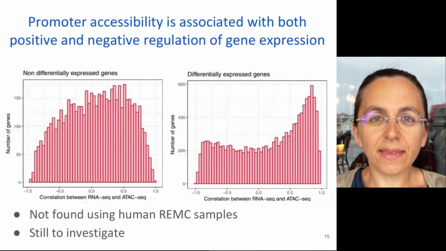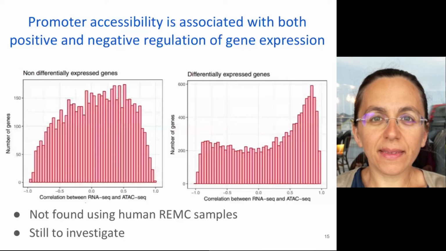We wanted to see if this had been seen already. We couldn't really find this kind of analysis done before, so we repeated it with Roadmap Epigenomics samples from human, and we actually had a curve that is more shifted to the right, and not really these two peaks.